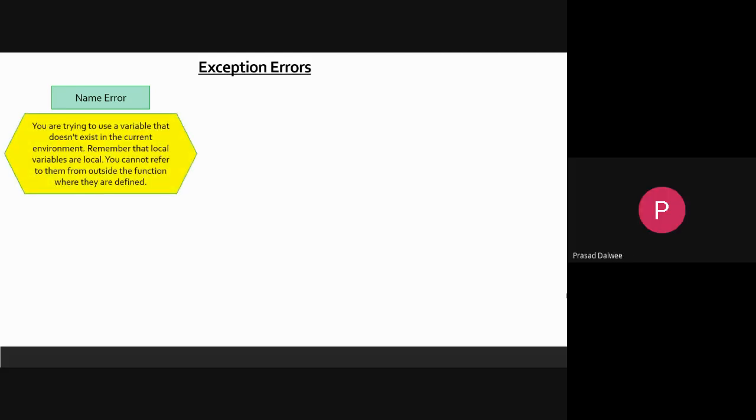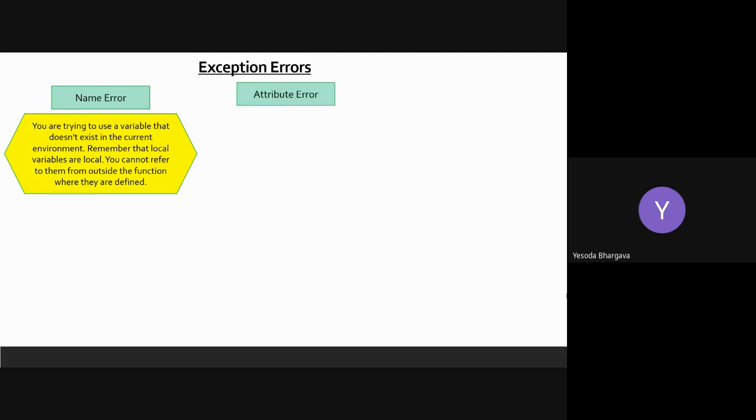So there are certain exception errors, certain runtime errors that you often come across. So what do you think is the name error? Any guesses what the name error or name exception could mean in a runtime error? Now, when we access a variable before declaring it. Yes. So you are trying to use a variable that doesn't really exist in the current environment, and that could be causing the name error.